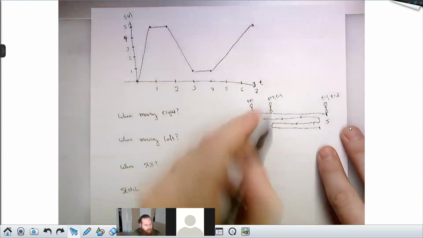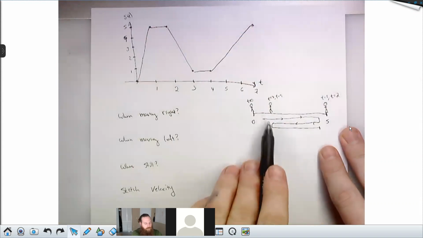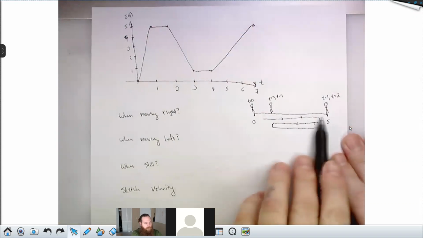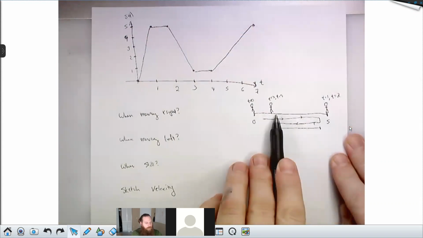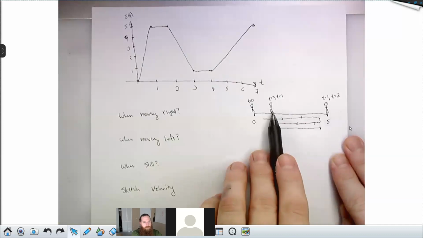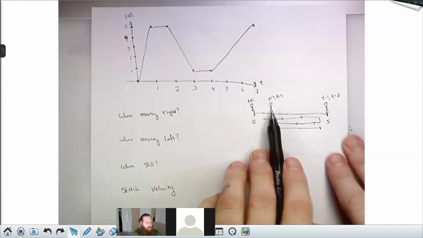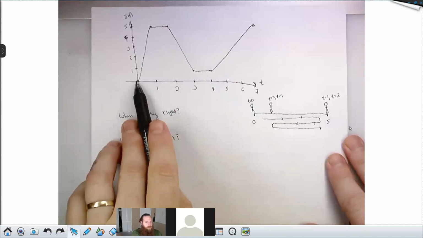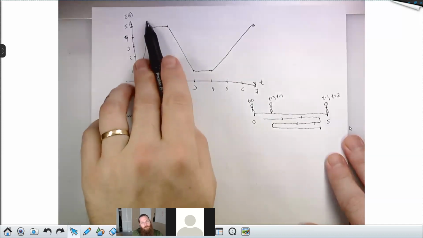I don't know how to diagram him running back out, but this is sort of the path, right? He starts at 0, runs out to 5, runs back to 1, then runs back to 5. But each time he's at one of these points, he pauses for a second. So from time t equals 0 to t equals 1, my position is increasing from 0 to 5. We're running to the right.